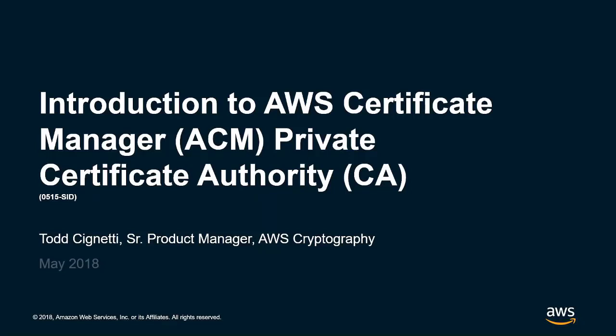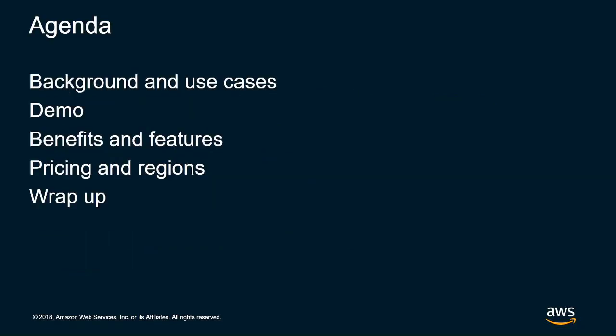I'm a Senior Product Manager with AWS Cryptography, and today I'm going to be talking about AWS Certificate Manager Private Certificate Authority. So we'll go through some background and use cases and explain how the Private Certificate Authority is used and what kind of certificates it issues and how you can use certificates from the Private CA. I'll give a brief demo, and then we'll talk about the benefits and features of the service, go through pricing and regions, and then wrap up with some additional resources to learn more.